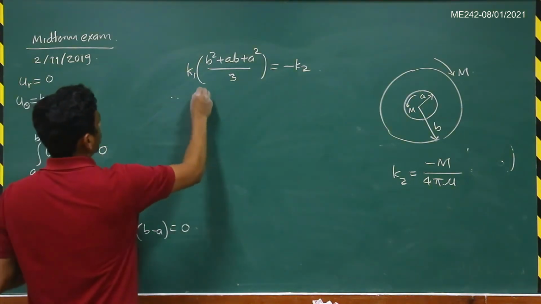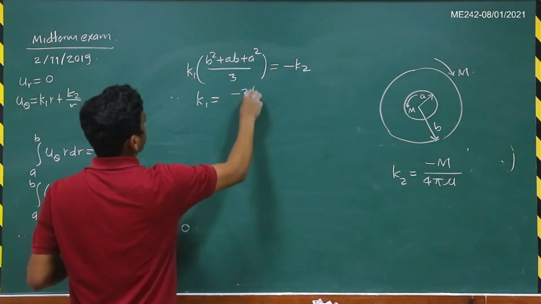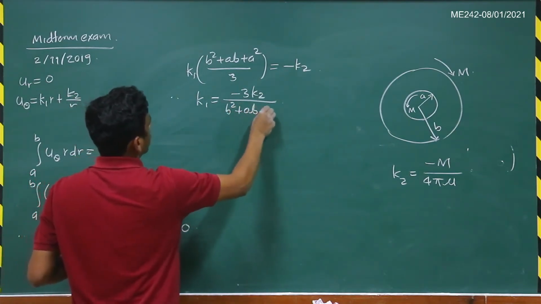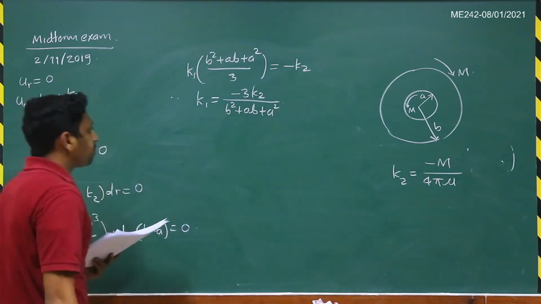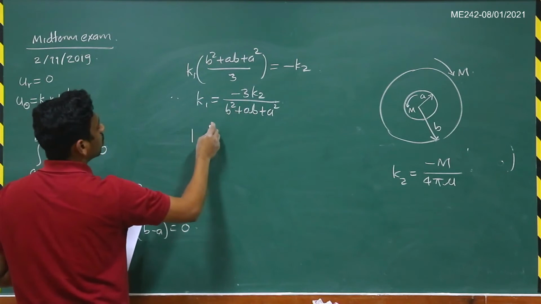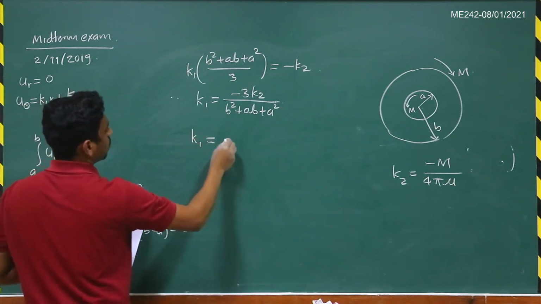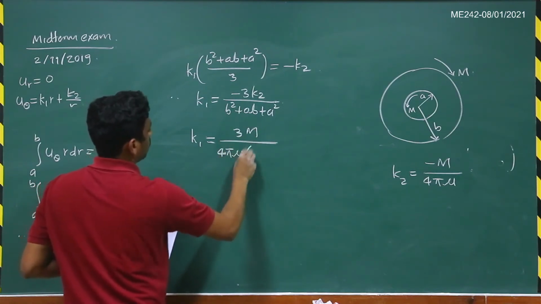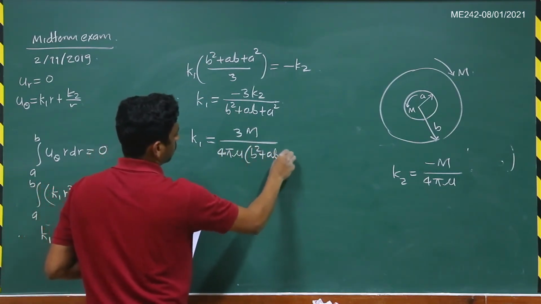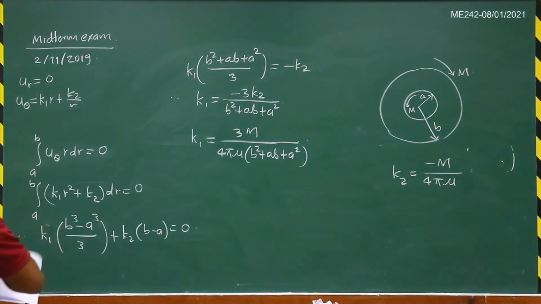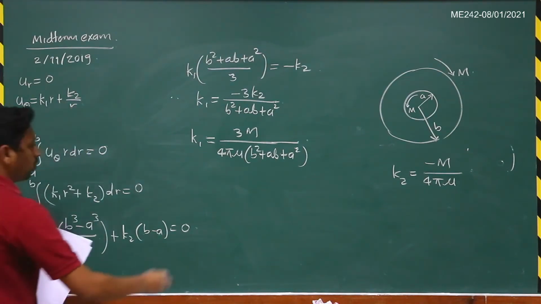So therefore, this k1 will be minus 3 k2 divided by b square plus ab plus a square. So we have got an expression for k2 now. So let's put this into this. So we get equals to 3m upon 4 pi mu into bracket b square plus ab plus a square. So we have found an expression for both k1 and k2 constants. So our job is done now.